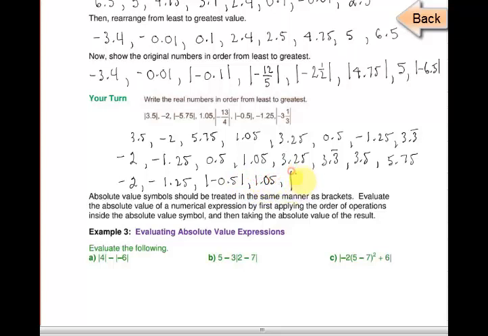1.05, absolute value of -13/4, then the absolute value of -3 1/3, and then absolute value of 3.5, and then the absolute value of -5.75. Okay.